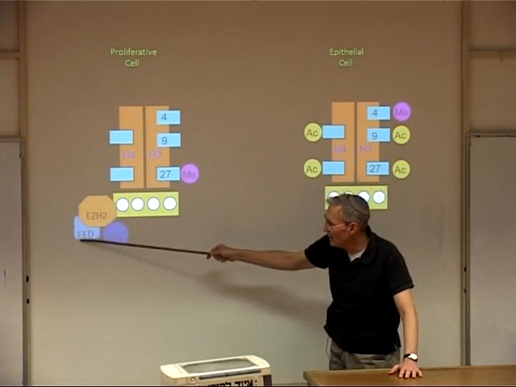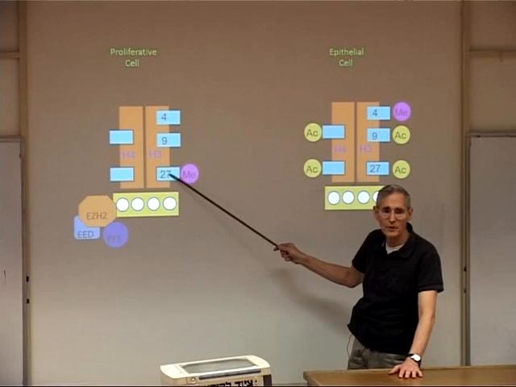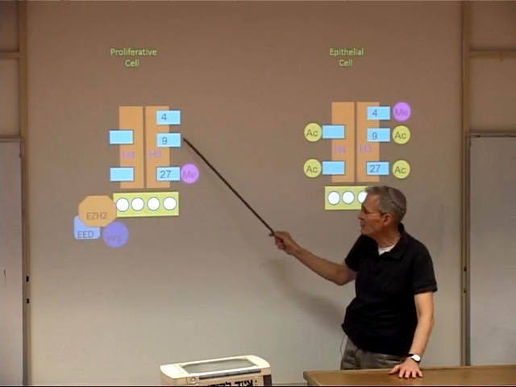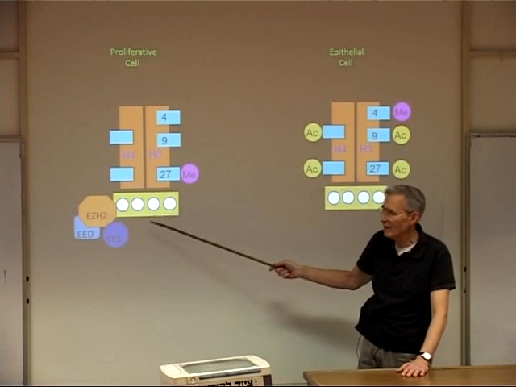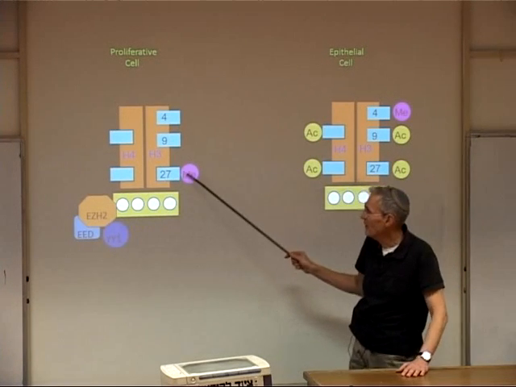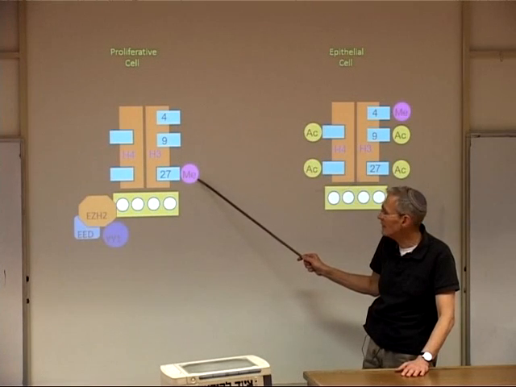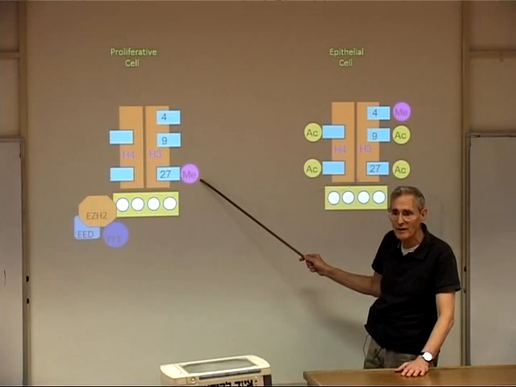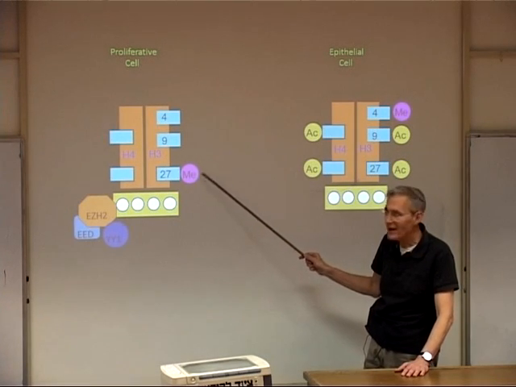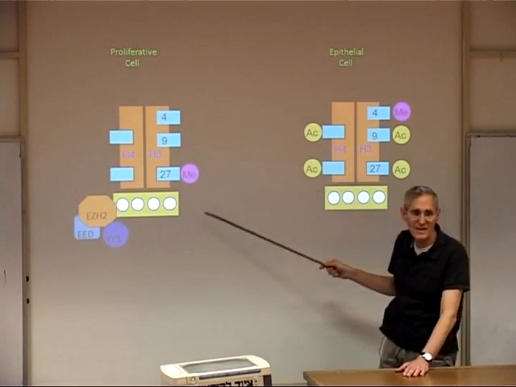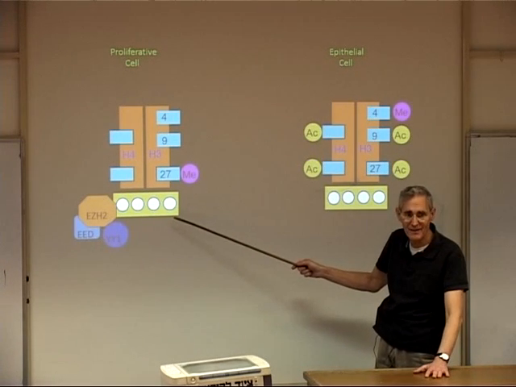It has the polycomb complex, EZH2. Because of that, lysine 27 is methylated. And the gene, of course, is repressed. Not repressed by methylation, repressed by polycomb. This in itself attracts a chromodomain protein called a polycomb group protein, and that heterochromatinizes it. That's one of the things that makes this repressed.